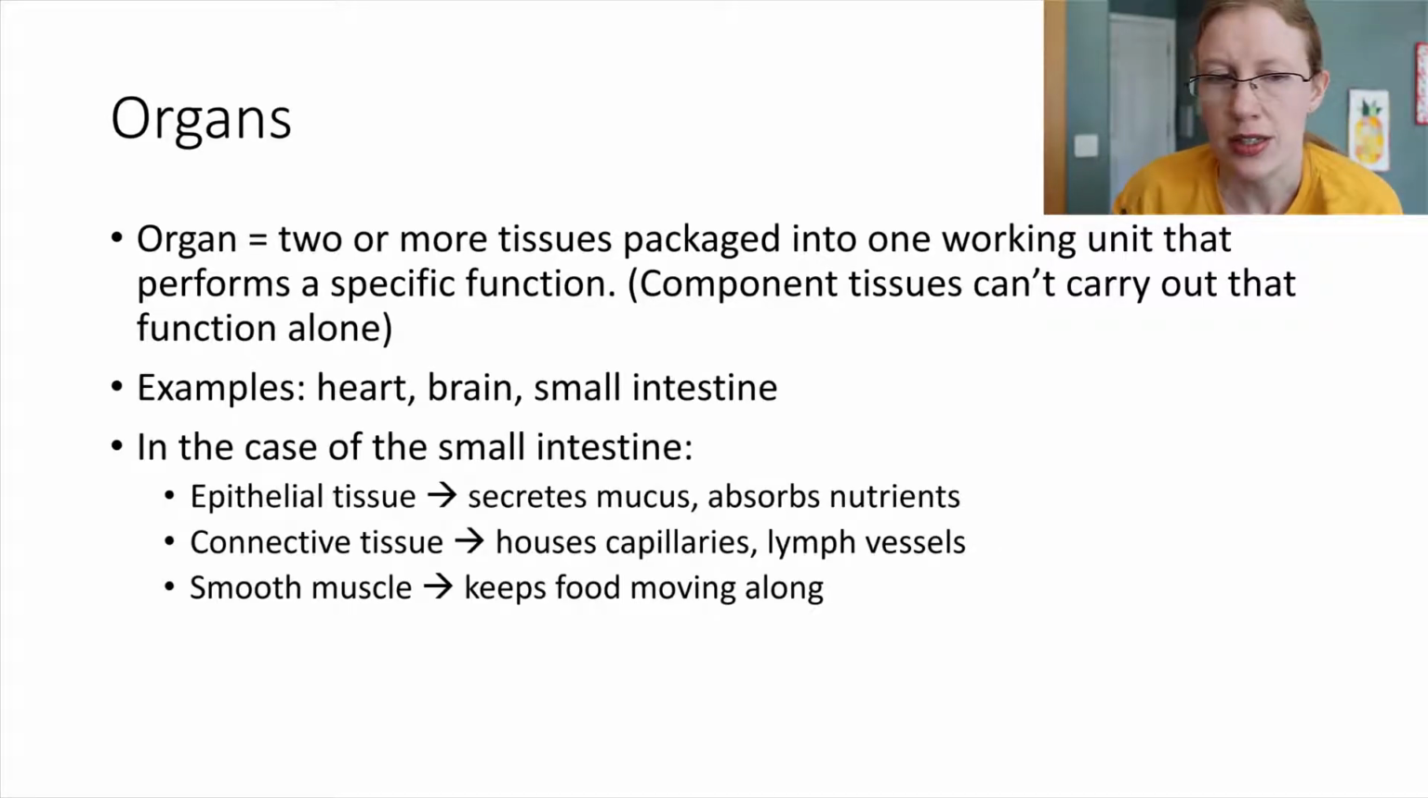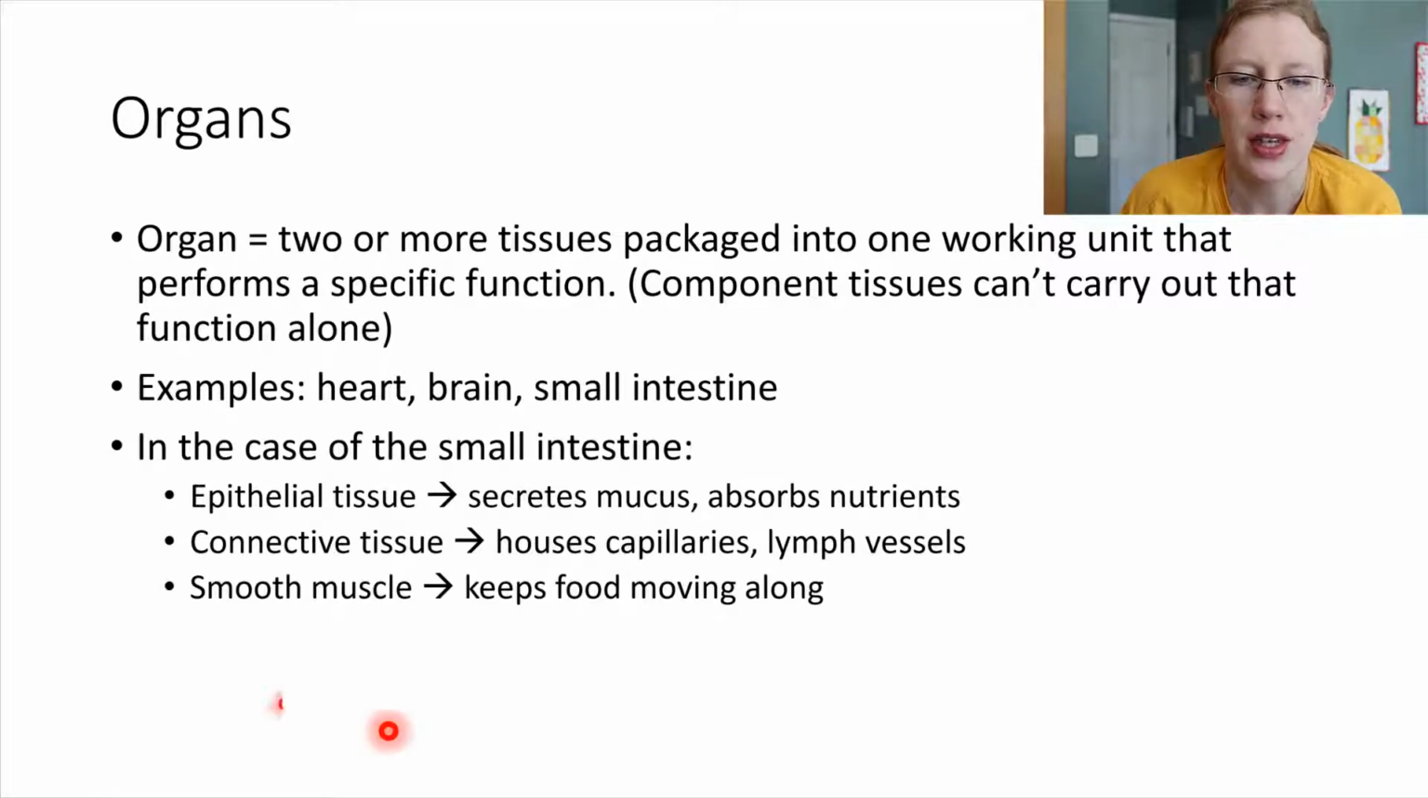Some examples of organs would include things like the heart, which is specialized to pump blood through the body, the brain, which is specialized to process signals and allow us to make decisions, and it's also protected inside of our heads. The small intestine is very specialized for allowing us to absorb nutrients from our food. So all of those are examples of organs that are more complex. They would not be able to do their jobs if they were made of just one single tissue type. So there have to be multiple tissues present in order for these jobs to be carried out.